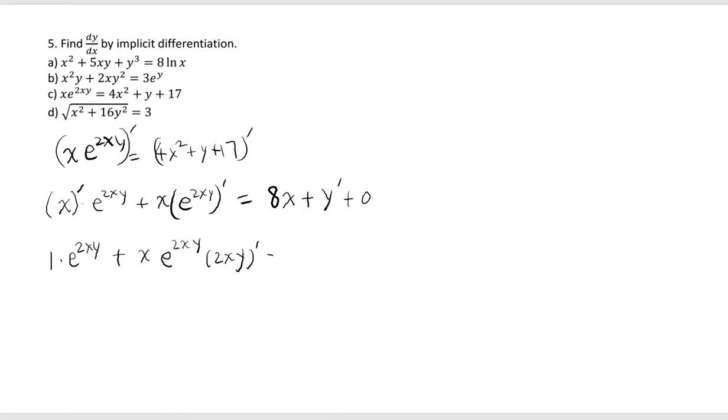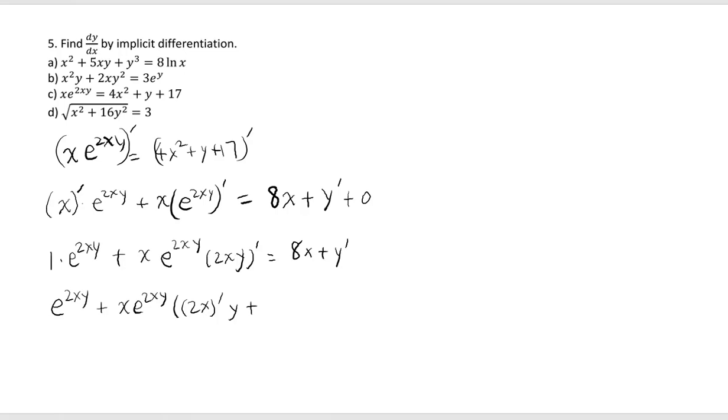Notice that I still didn't compute this yet because I want to do this in the next step. Don't try to do everything at once. Just be patient, apply the rules that you know. At some point you're going to get to the answer.